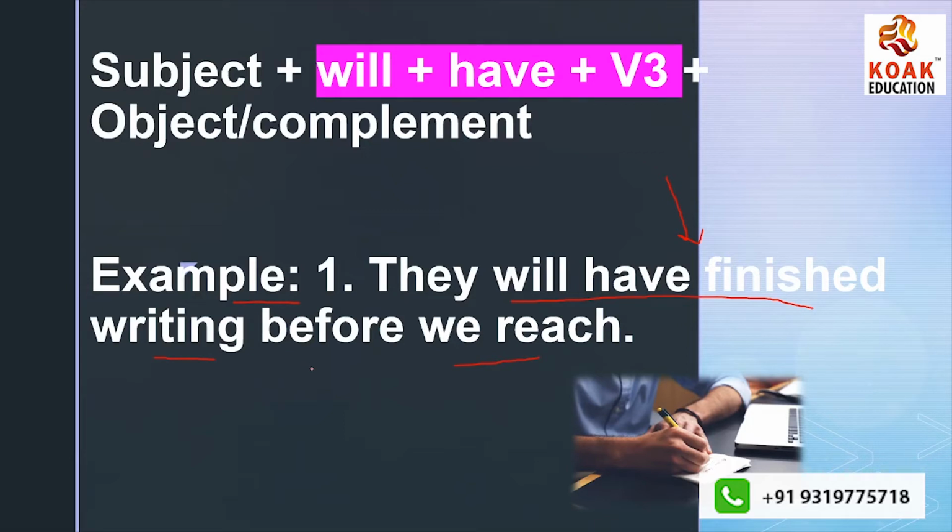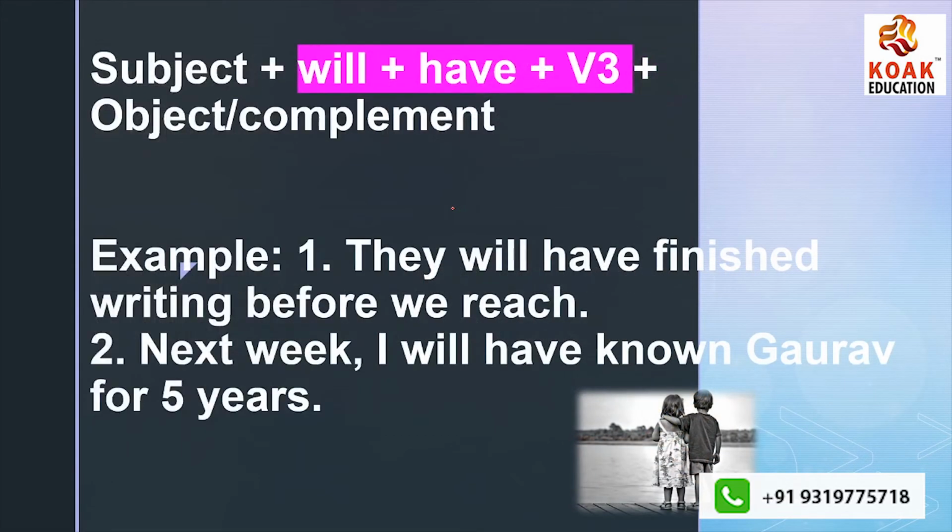And if you see here, this is the time reference: before we reach. So for that particular time in future, whenever you reach there, the writing task will have been finished by that time. Why am I saying will have been finished? Because I am talking about a passive structure, but here the action is by the subject. The subject is they, so it is: they will have finished writing. If I say writing will have, then I would say writing will have been finished before we reach.